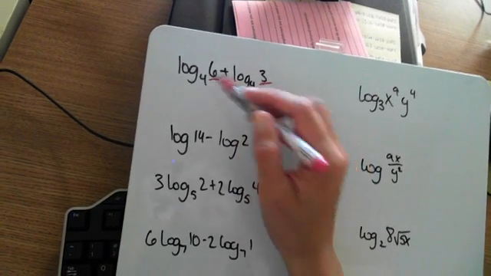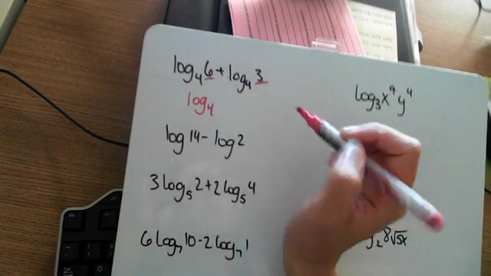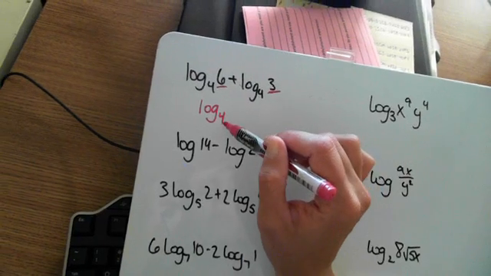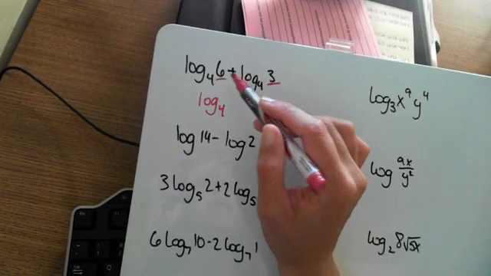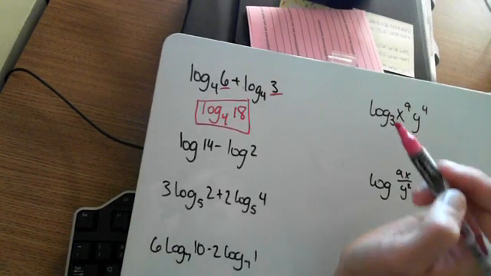So our goal is to write it as a single log. So you only want to write the word log one time. The base will never change. So as long as we have a base 4 and a base 4, we're going to end up with a base 4 in our final answer. Then you just take your big numbers 6 and 3, multiply them together, and we get 18.